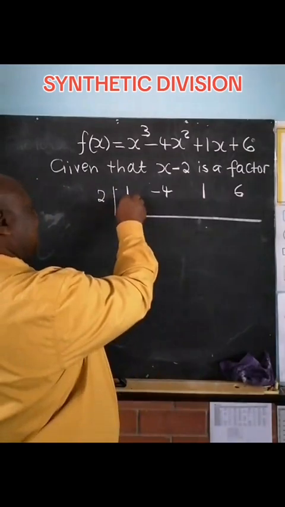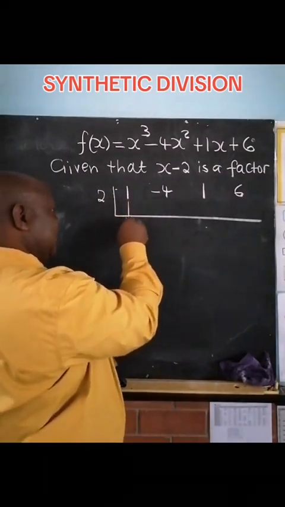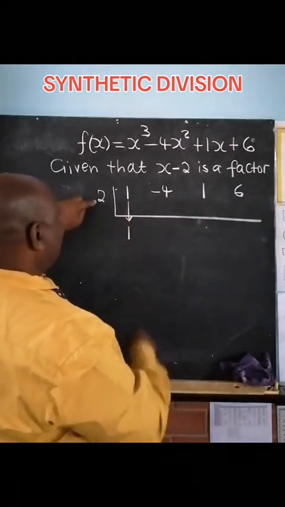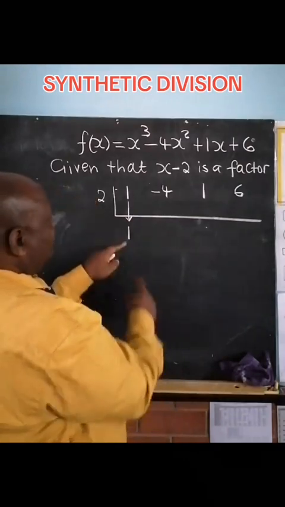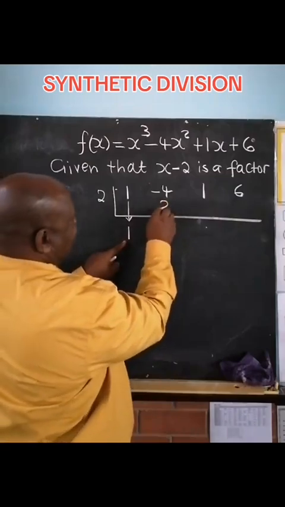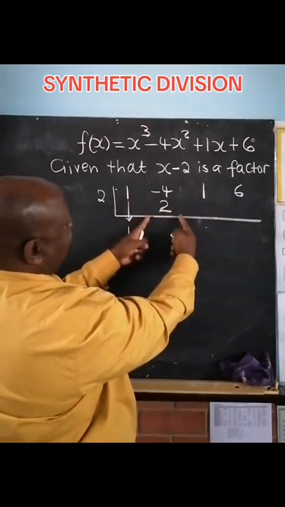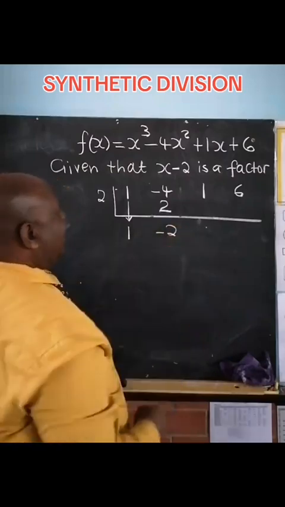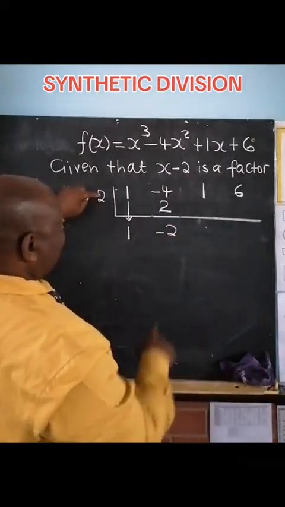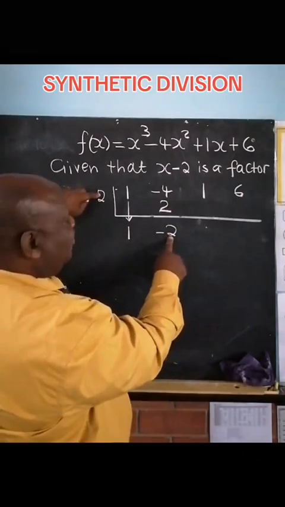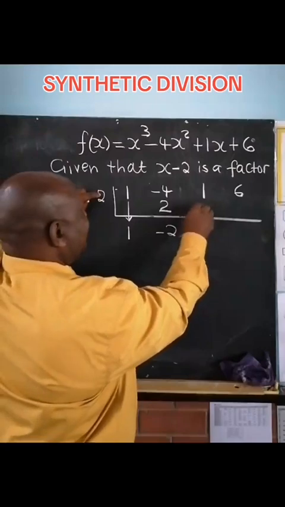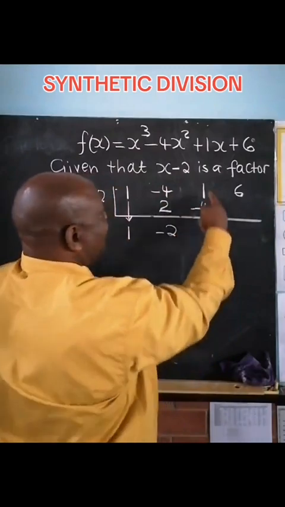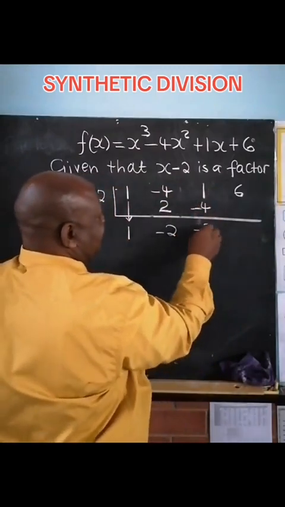Now, this constant here is brought down as it is. And then you multiply 2 by 1, that gives you 2. 2, you take it to that position. You add along this column, negative 4 plus 2 is negative 2. Then again, you take 2, multiply it by that, you get negative 4. Negative 4, you move it there, you put it under 1. You then add along the column, 1 plus negative 4 is negative 3.